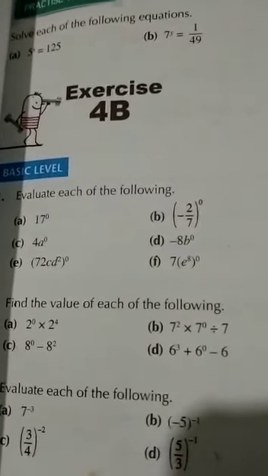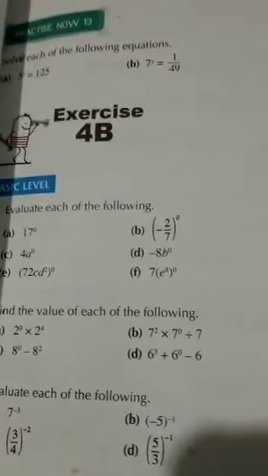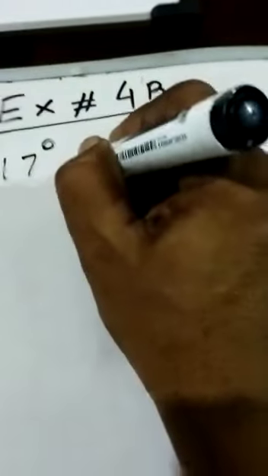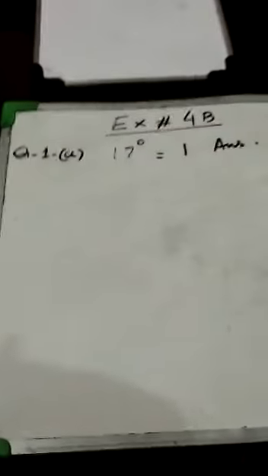the question is given 17 to the power 0. So 17 to the power 0, according to our concepts, it will become 1. So 1 is your answer. Okay, 17 to the power 0 is 1, so 1 is your answer.